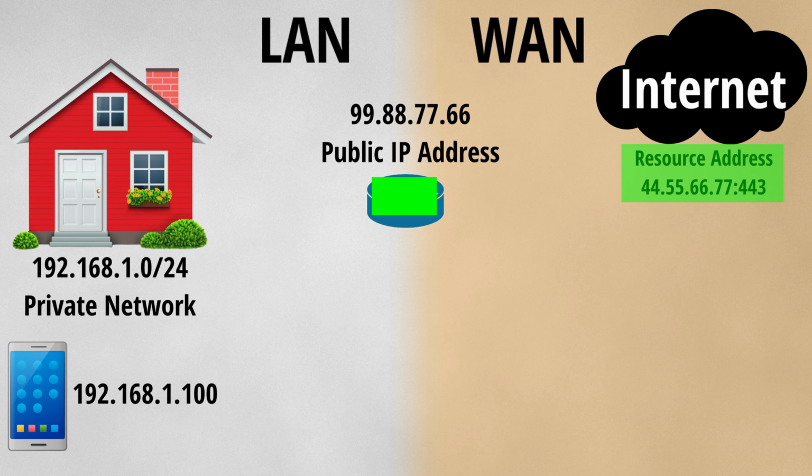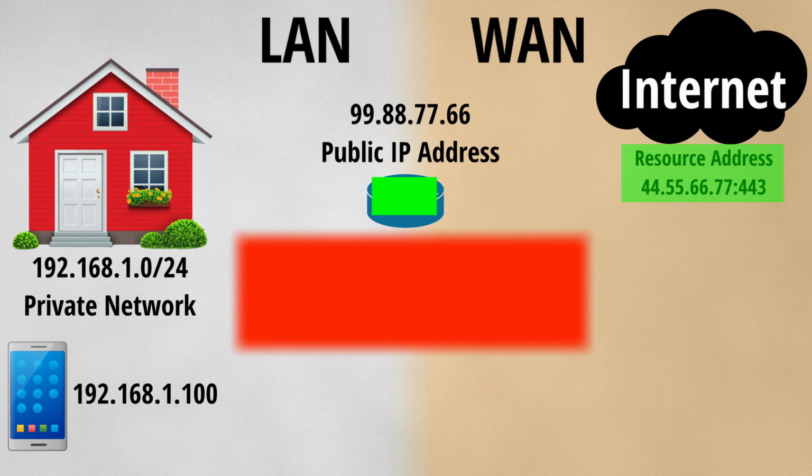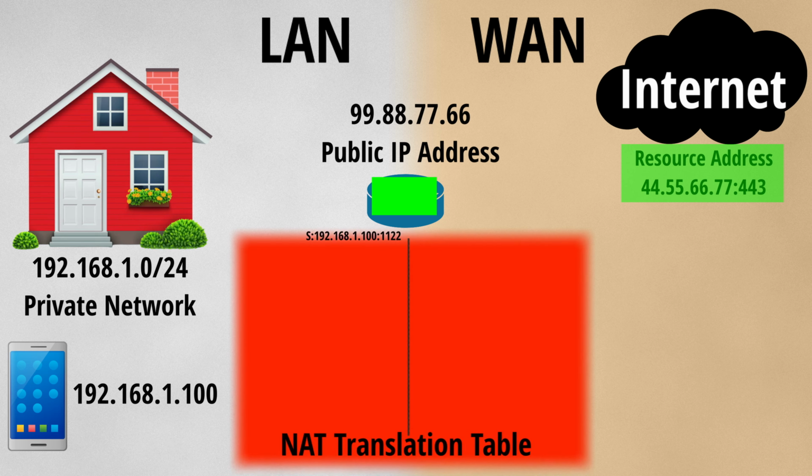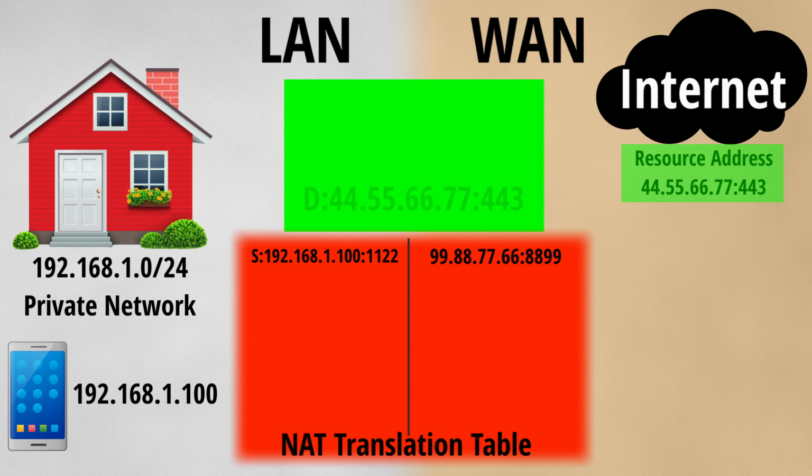When the packet hits the router from the host, the router will put the source IP address in the translation table and translate it to the public IP address. So the public IP address of 99.88.77.66. But it will also translate the port number. So 192.168.1.100 port 1122 will translate to something like 99.88.77.66 port 8899. And the destination will remain 44.55.66.77 port 443.